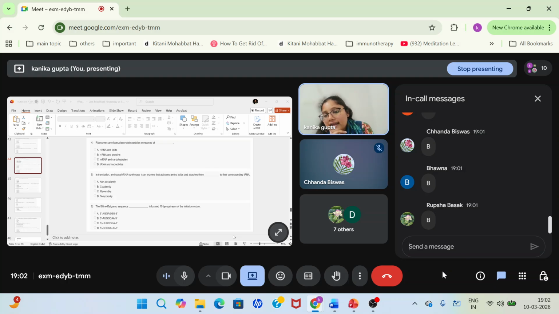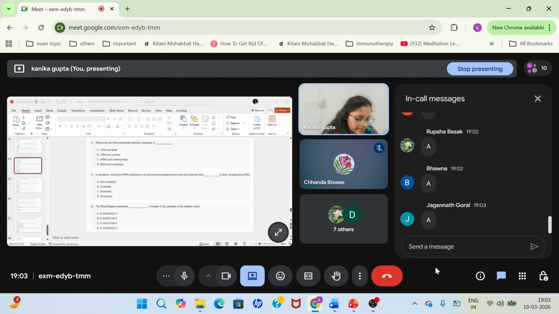Next question. The Shine-Dalgarno sequence is located 10 base pairs upstream of the initiation codon. So what is the Shine-Dalgarno sequence? Yes. The answer to this question is 5' to 3' AGGAGGU.